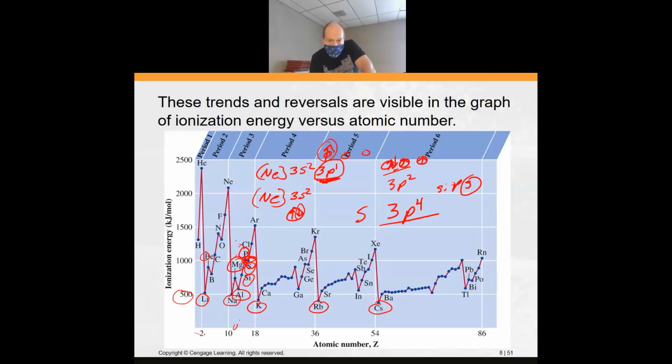All of these that slightly come back down, nitrogen to oxygen, are the same thing. Nitrogen is a 2p3, and oxygen is a 2p4. When you take this electron out of the 3p4 or the 2p4, now you have a half-full p, and that is more stable, so that ionization energy comes down. And then it just goes back up. In general, you're increasing ionization energy as you go to the right.